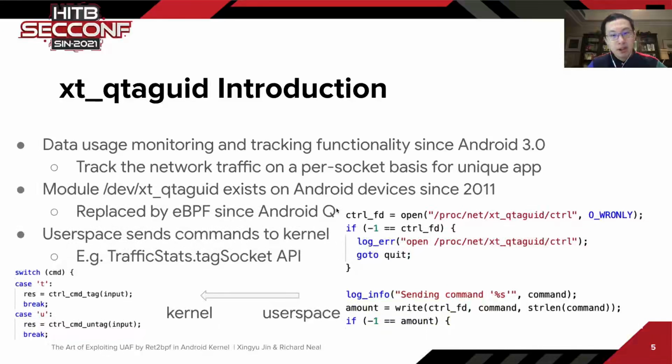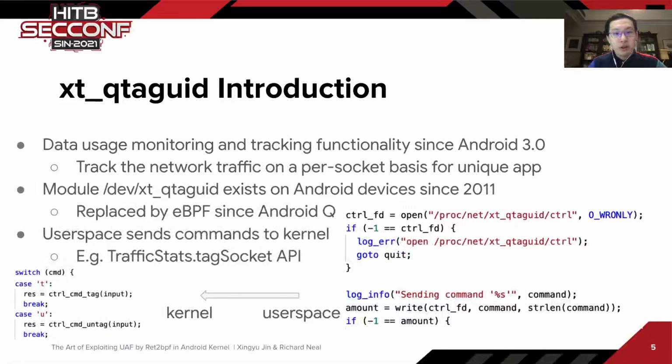Basically how it works is that a user space program may send command data to the kernel module, such as asking the kernel to tag a socket or untag a socket. Tagging a socket basically means that we want the Android kernel to track the specific socket file descriptor and provide network data usage information back to the user space. You may interact with the kernel module by ADB, or you may use the Android API from TrafficStats or other classes. Cool.